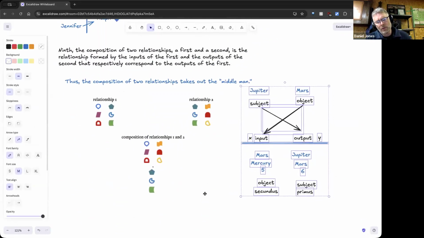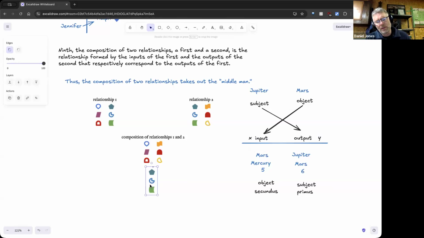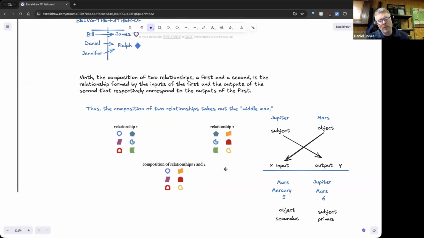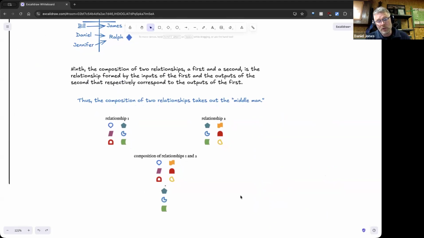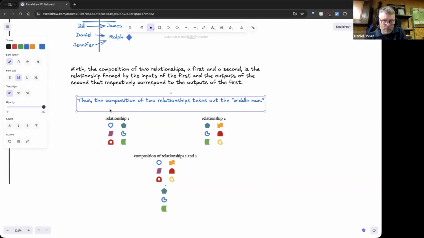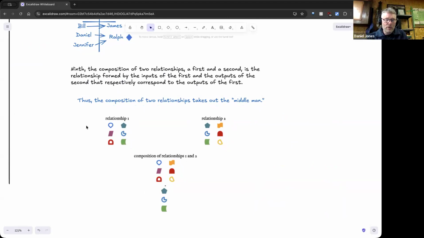The example I use with my students is something like this. Let's suppose I play for the Minnesota Twins, and let's suppose the Twins wear blue jerseys, right? So playing for the team of is the first relationship. Having a color of is the second relationship. I could say I play for the Twins and the Twins are blue, or I could just say I play for the blue team. It's taking out the middleman, taking out the Twins.